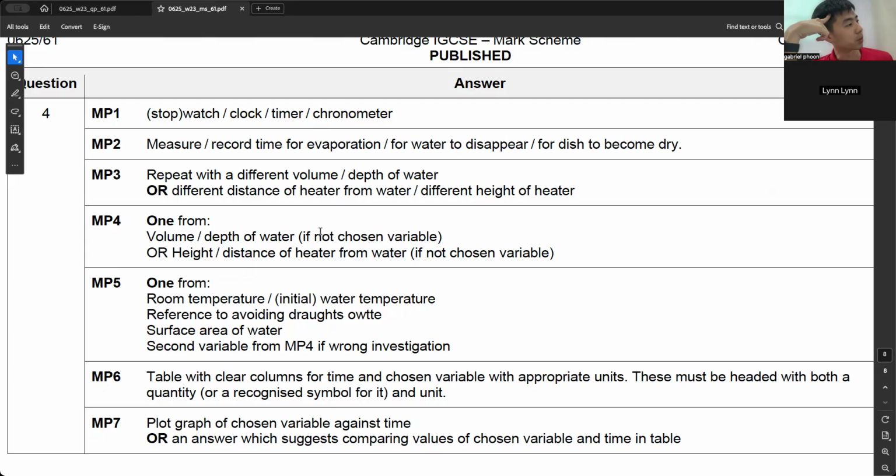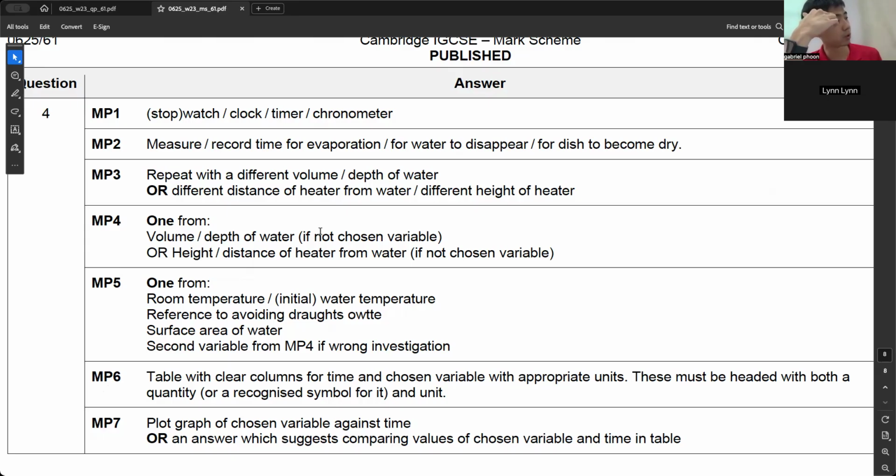Step one, prepare a shallow dish filled with water to boil. Point the heater 5 cm over the water, turn the heater on, start the stopwatch immediately, and measure the time taken for the water to fully evaporate. Repeat steps 1 to 4, increasing the distance between heater and dish at intervals of 2 cm. Repeat this around 2 to 3 times for better accuracy.